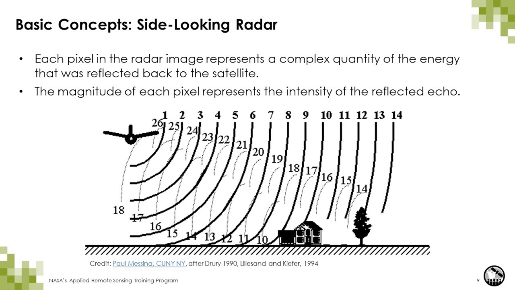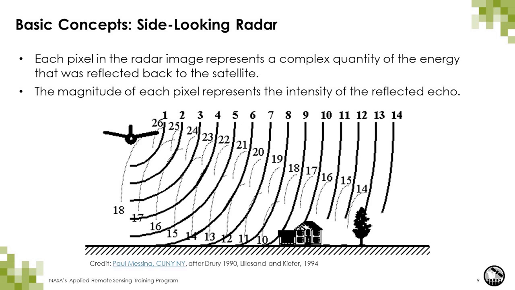A radar is an active system because it provides its own source of illumination. A radar transmits these short bursts or pulses of microwave energy at regular intervals. And the radar beam illuminates the surface obliquely at a right angle to the motion of the platform. In this case, it's an aircraft.